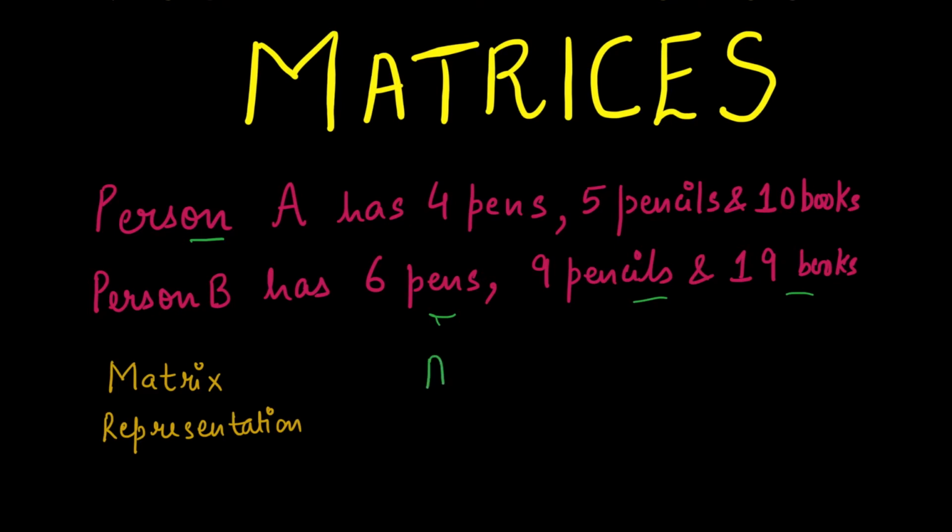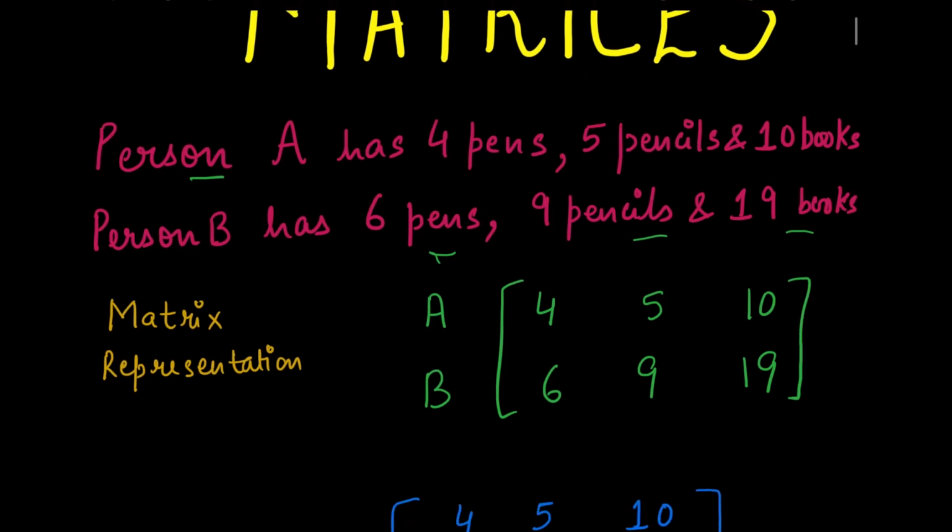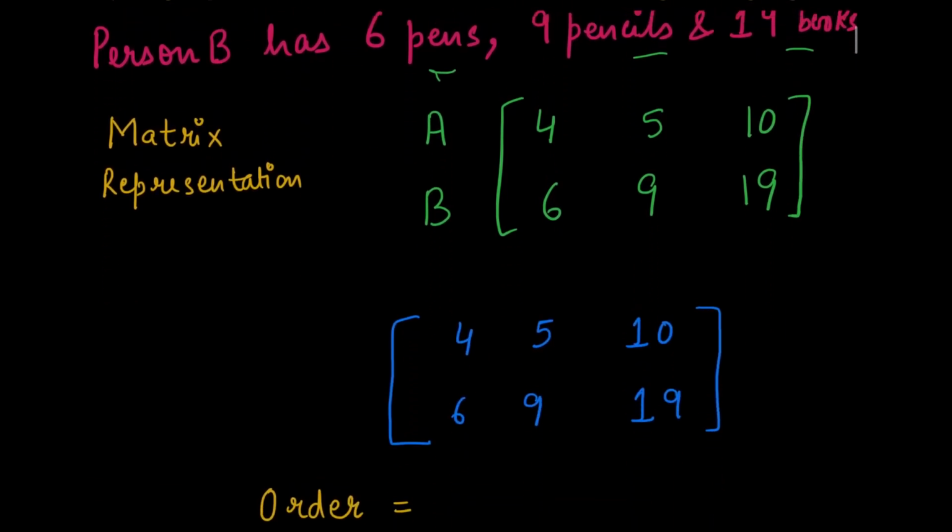This means that in simplest terms, A corresponds to 4 pens, 5 pencils and 10 books, and B corresponds to 6, 9 and 19 respectively. So if I want to represent this in a matrix, this is the matrix form. Now let us closely look into the same.